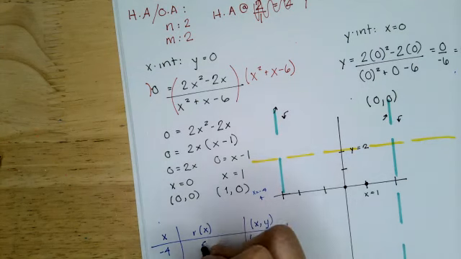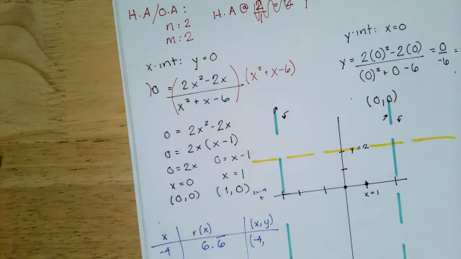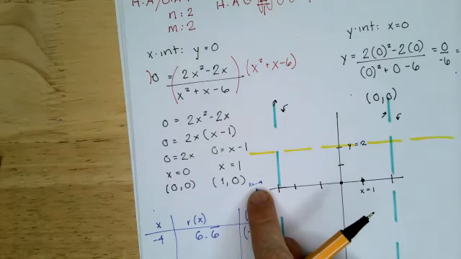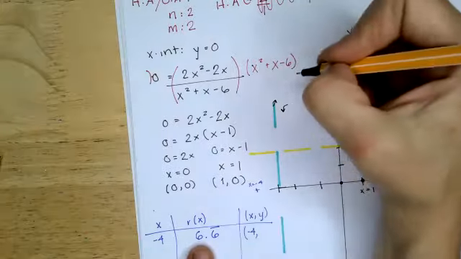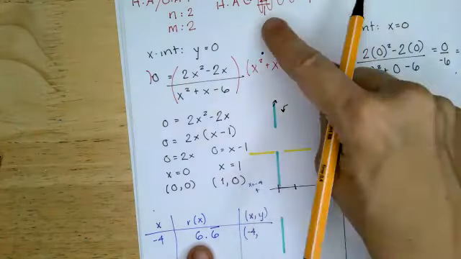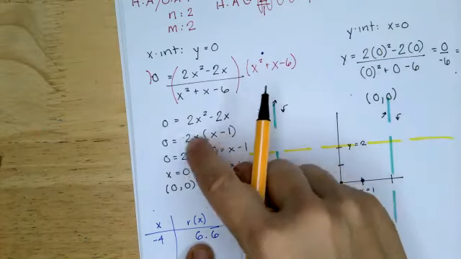I'm going to get 6, continuing just to save time. So when I'm at negative 4, my y is going to be a positive 6. So it's going to be way up here. That's enough information to know that it's going to be going up here, down here.